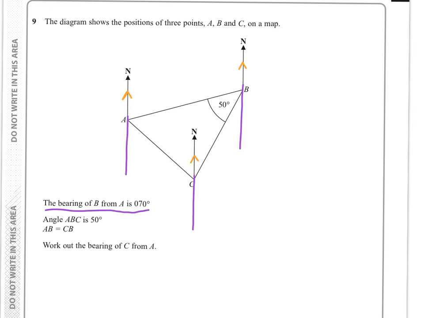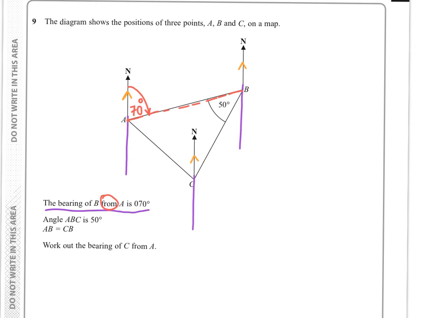So the bearing of B from A is 70 degrees. So we always turn clockwise. So we want to go from A, which is here, and we want to turn 70 degrees clockwise. And then we're on this line here, which takes us to B. So we can mark that angle in there, 70.